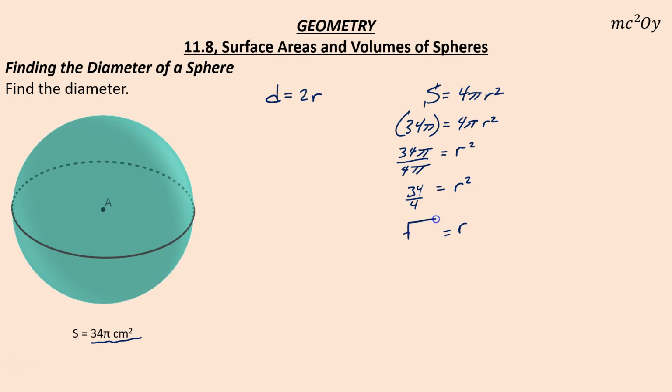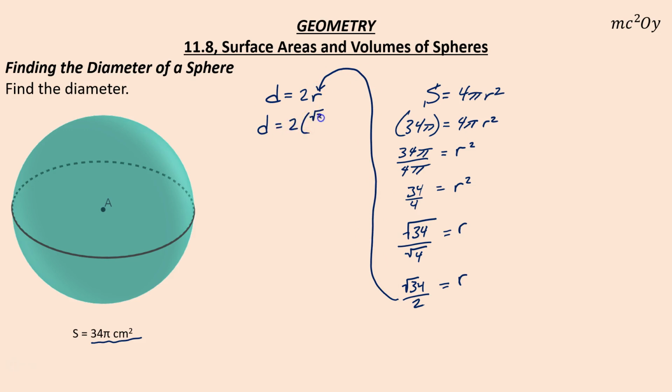So when I take the square root, that's going to be the square root of 34 over the square root of 4. And if I reduce it, I'm going to get 17 halves. Well, 2 is not a perfect square like 4 is. So by not reducing it in this case, I get root 34 over the root of 4, which is 2. That's my radius. If I use that in my formula right here, d equals 2 radiuses. It's root 34 over 2.